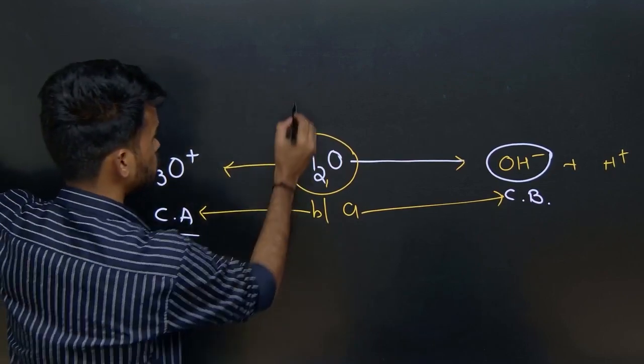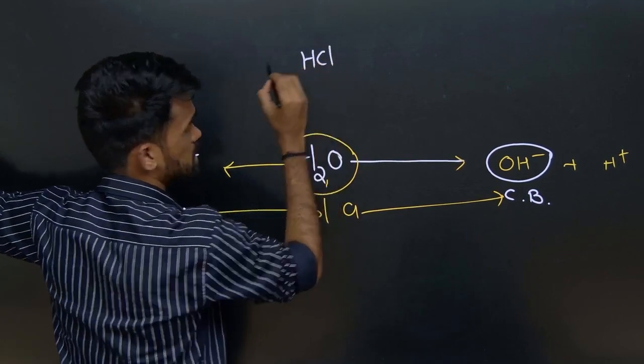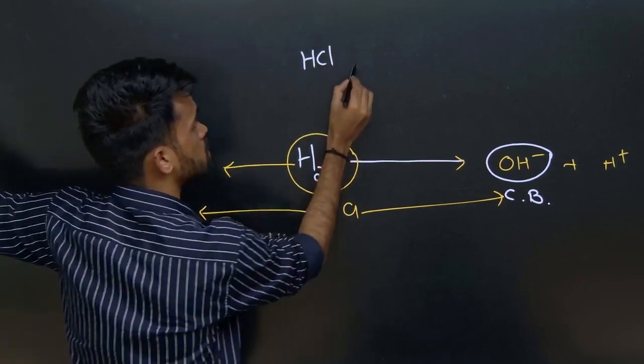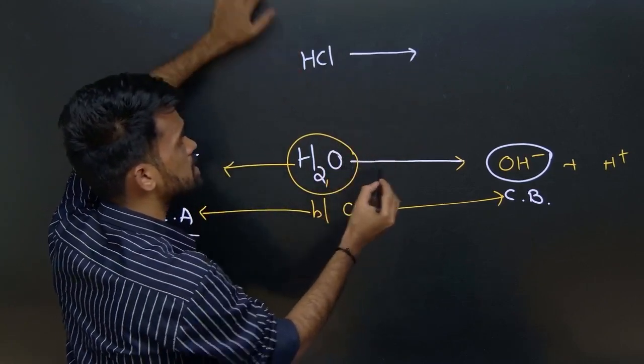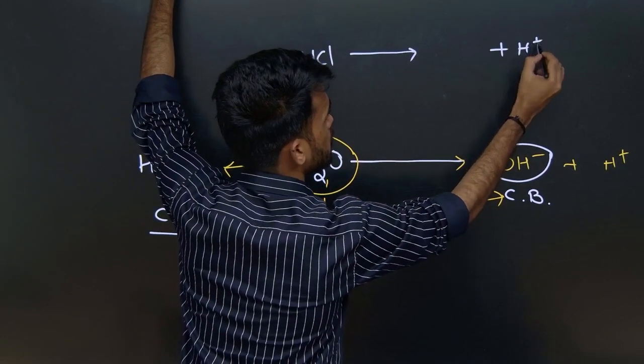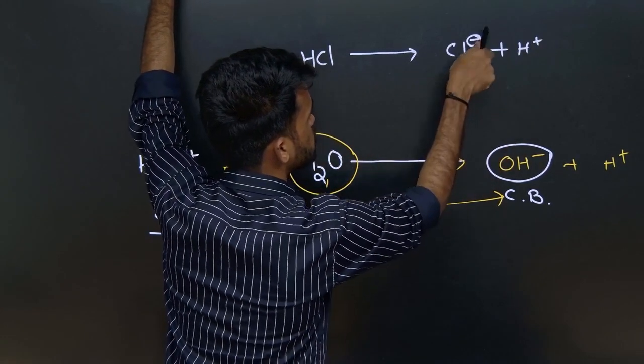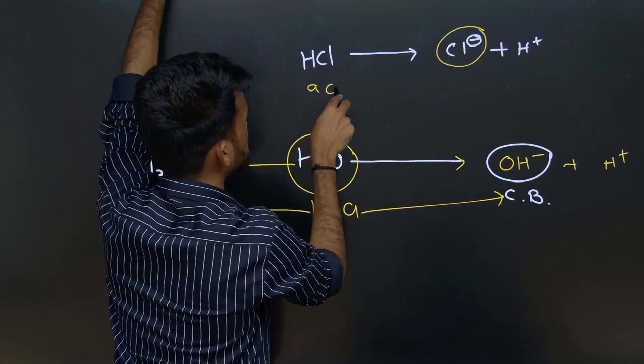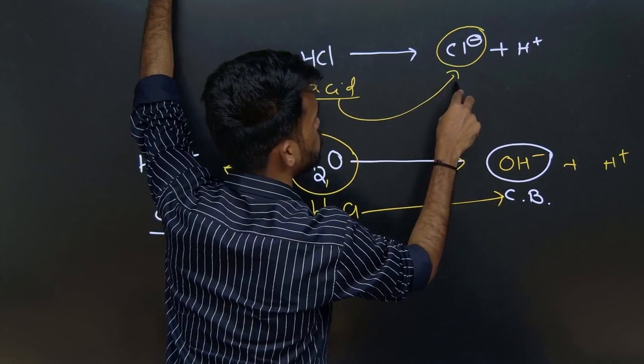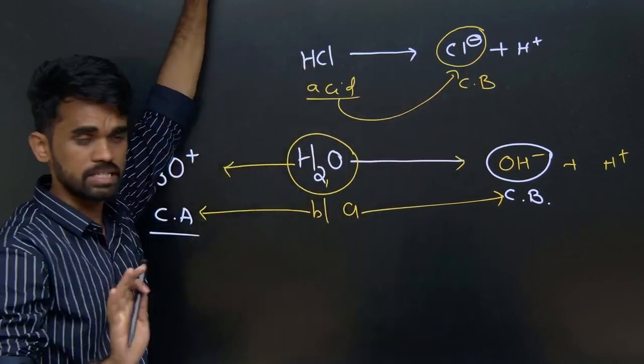Now tell me, if HCl is an acid, what is its conjugate base? Conjugate base means just release this H+ ion and the remaining negative part will be there. So if it is an acid, the negative part of this acid is what? Conjugate base. That's it. Okay.